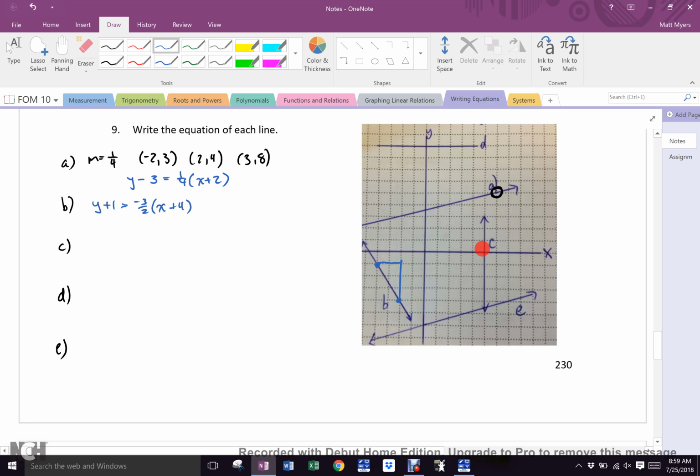What you doing for C? C and D always cause kids trouble, and I don't really get why. What is C? Pardon me? It's got an undefined slope, so I cannot put it in point-slope form, nor can I put it in slope-intercept form, can I? So I'm kind of in trouble, aren't I? But not really, because what is that x value?